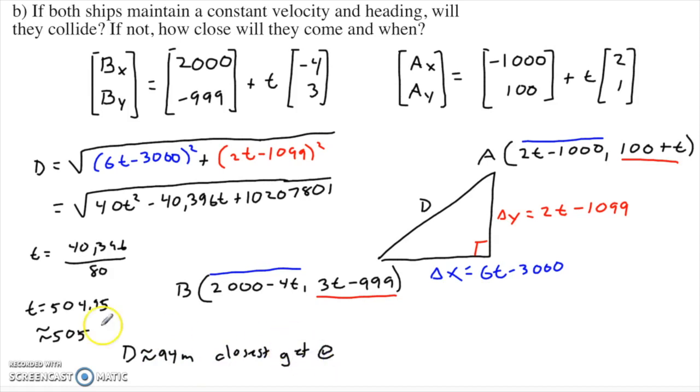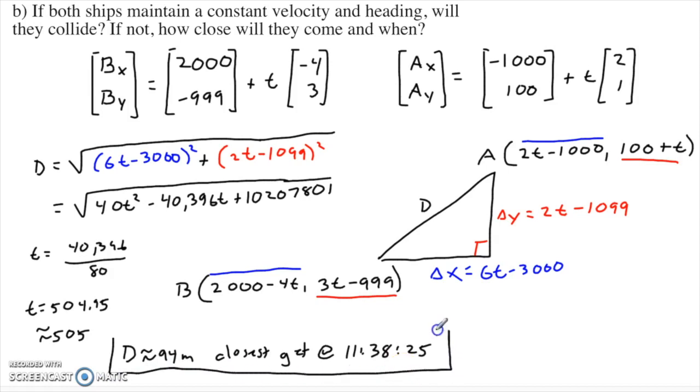And it happens at about, well, it's 505 seconds, which is like 8 minutes and 25 seconds. So it happens at about 11:38 and 25 seconds. Okay, so there's my closest distance between these two ships. Happens at about 11:38 and 25 seconds. That means there is no collision. Right? So let's take a look at the next piece of this problem here.